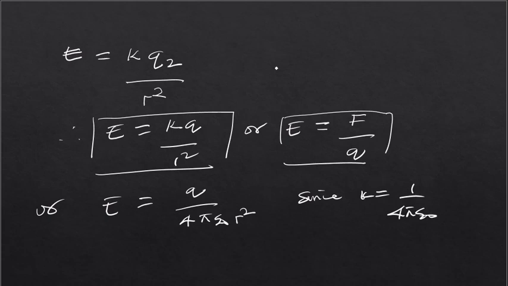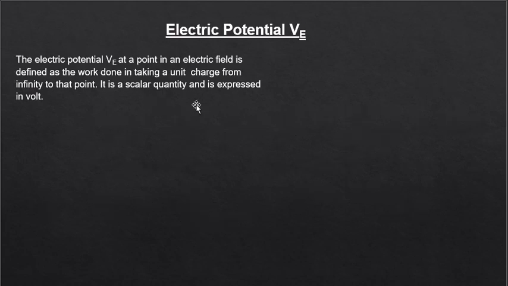So this is what we have regarding electric field strength or electric field intensity. Remember that the unit of measurement of this is Newton per coulomb. All right. So the next thing we want to talk about here is the electric potential.